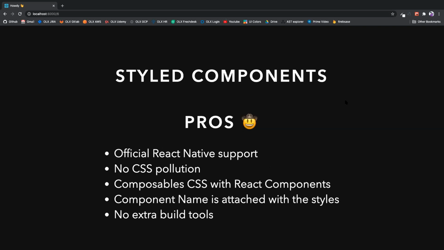Styled components has some pros, I would say. Right out of the box, it has React Native support, and it protects us from CSS pollution like any other CSS-in-JS libraries. You can compose React components with styles, and you can target React components based on what components you compose inside another component. There's already a component name attached to every style that you write, so it's very easy to debug. And there is no extra build tool required. You can just install styled components and it will be ready to code, and you can use it in a CodeSandbox client template. There are no extra build tools that you actually require to use styled components.